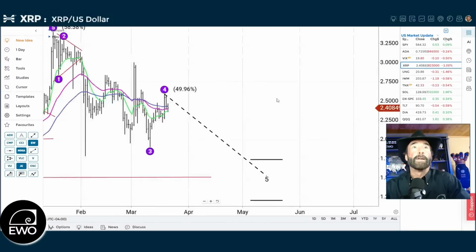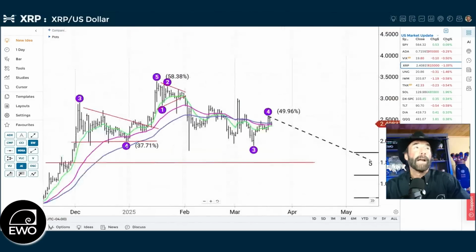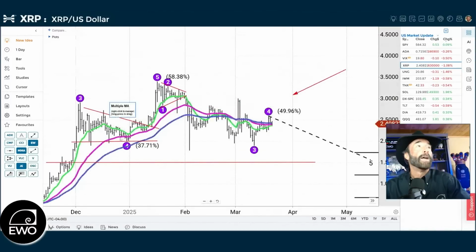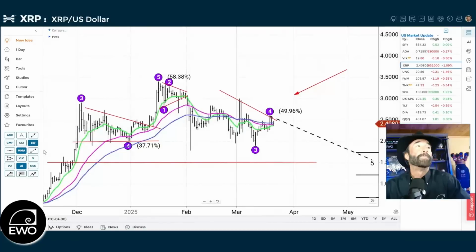XRP, which has been the outlier, performing much better than pretty much anything else in crypto land. It had the big run post-election like all cryptos did, but it's gone through a really nice sideways consolidation here. And you can make an argument that you've got a pretty decent triangle being formed here on XRP, just like you have on Bitcoin. So we could see a breakout move in XRP. It's not quite the same size, but it's not small either, from $2 to $3. So it's going to be a $1 move on XRP that's likely coming in the not too distant future.